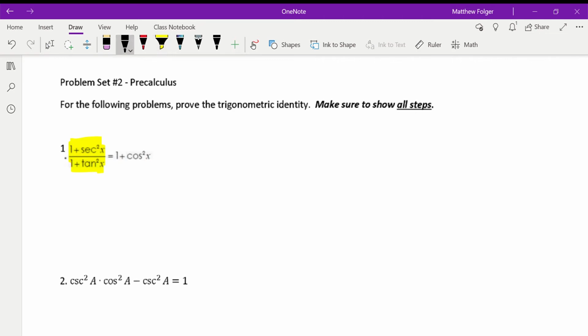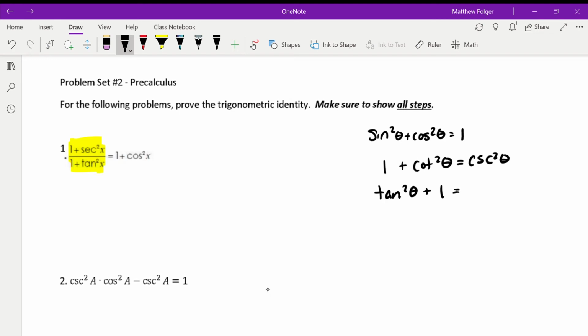So the first step, there's actually a couple different things you can do, but the first step we can do is either turn everything into sine and cosine, or we can look for the Pythagorean identities. So the Pythagorean identities, I'm going to write them over on the side here. I didn't copy and paste it here, but it's sine squared theta plus cos squared theta equals 1. Then we have 1 plus cotangent squared theta equals cosecant squared theta. And then we have tangent squared theta plus 1 equals secant squared theta.